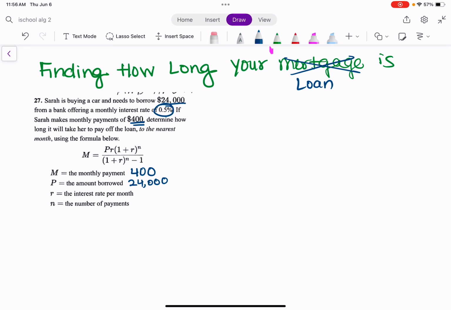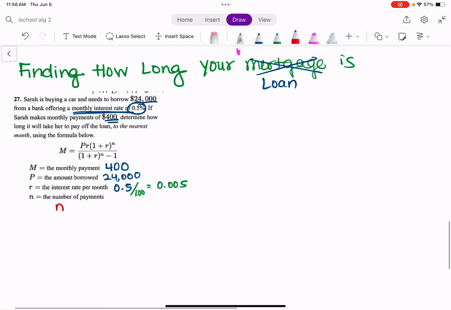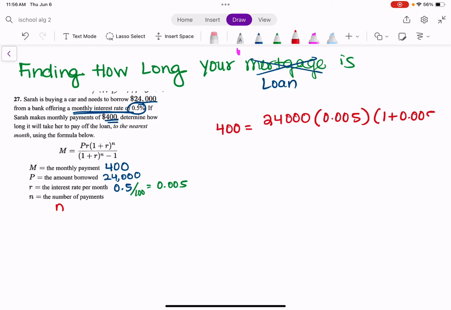And the interest rate per month, luckily it gives us the monthly interest rate, so we can just use it straight up, is 0.5%. But remember, in order to put it in the formula, we have to divide it by 100. And then we don't know the number of payments, so we're going to leave that as n. So I'm going to plug it into the formula. So we have 400 equals, my P is 24,000. My R is 0.005. Then I have 1 plus 0.005 to the power of n. I don't know what n is.